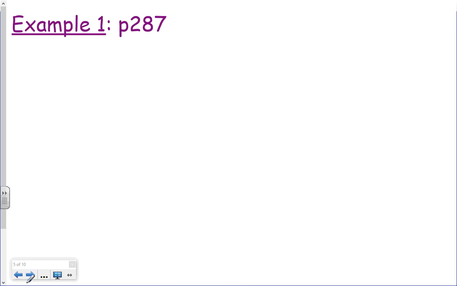All right, let's take a look at a couple of examples here. Let's start with example 1 there on page 287. It says, suppose that a sinusoid has a period of 12 degrees per cycle. It has an amplitude of 7 units. It's got a phase displacement of -4.